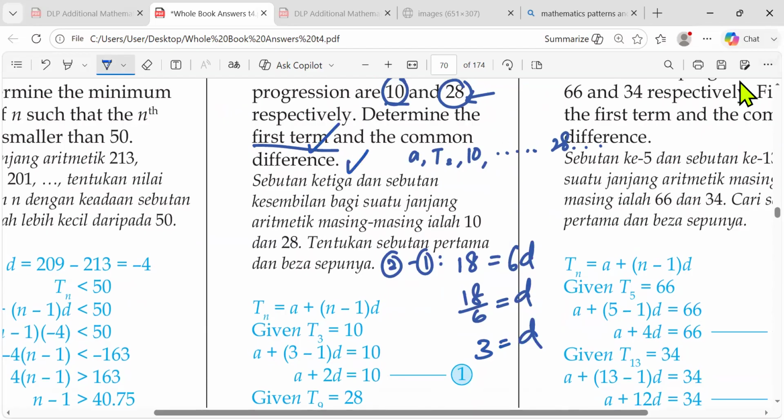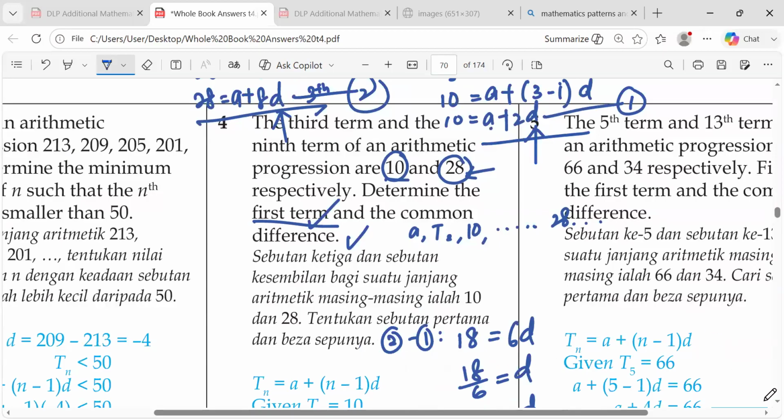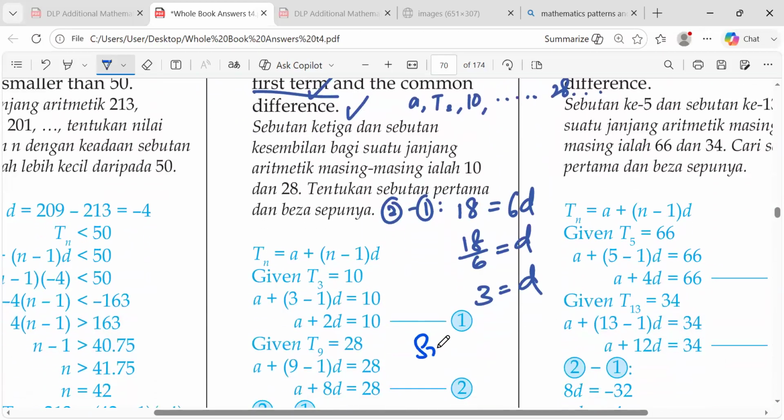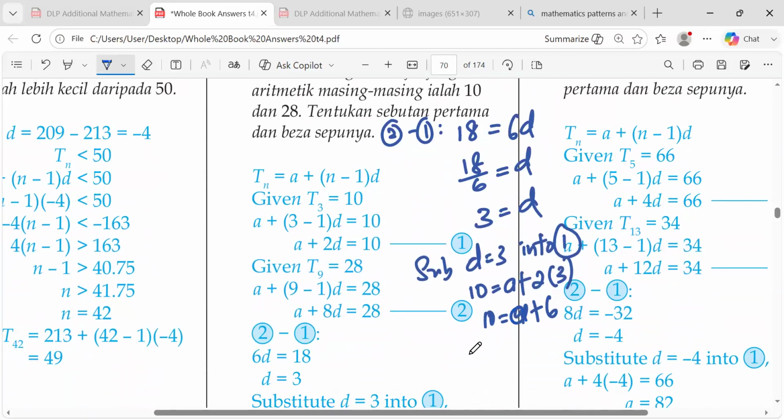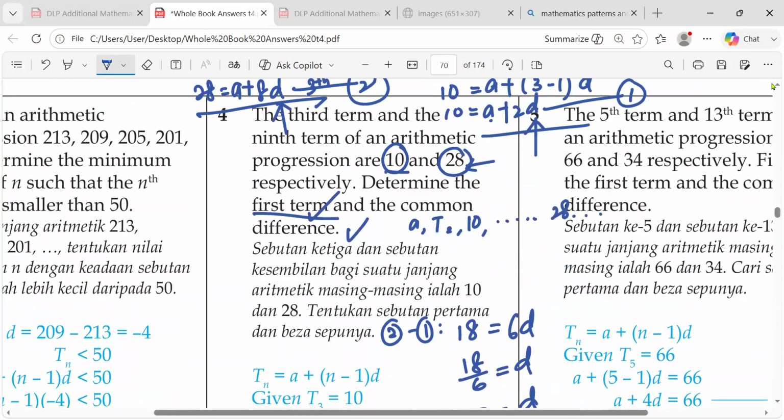What is the first term? So I get the common difference is 3. So I just substitute inside here. It's up to you. So substitute D equal to 3 into the first equation. So 10 equals A plus 2D. D is 3, so 10 equals A plus 6. Write it properly. So 10 minus 6, I get A equal to 4. Okay? So the first thing, check the answer. Yeah, it's correct.